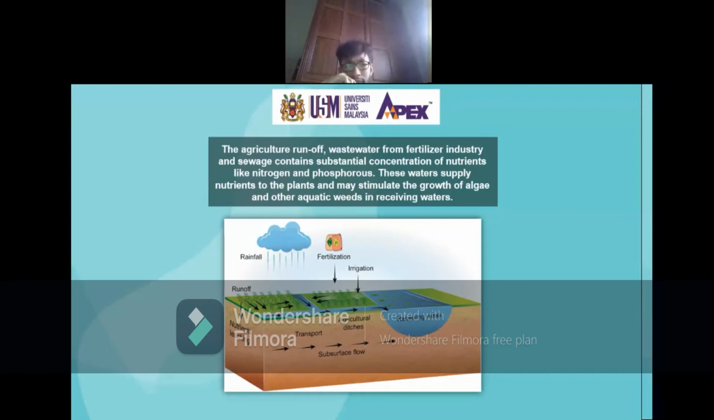From this diagram, you all can see fertilizer and pesticide applied by the farmer at the farm. When the rain falls, the water runoff seeps into the ground and flows underground to the receiving water. In this receiving water, we have the growth of algae and other plants.